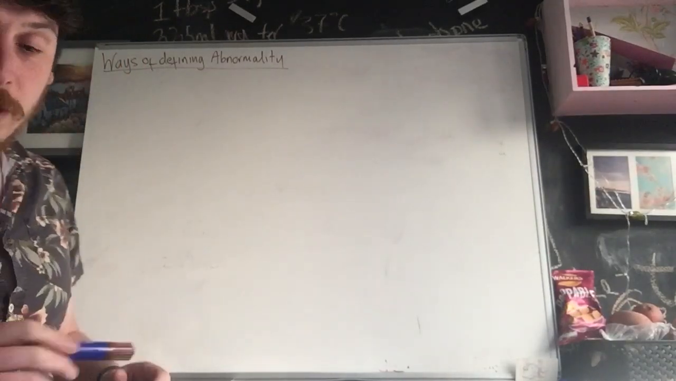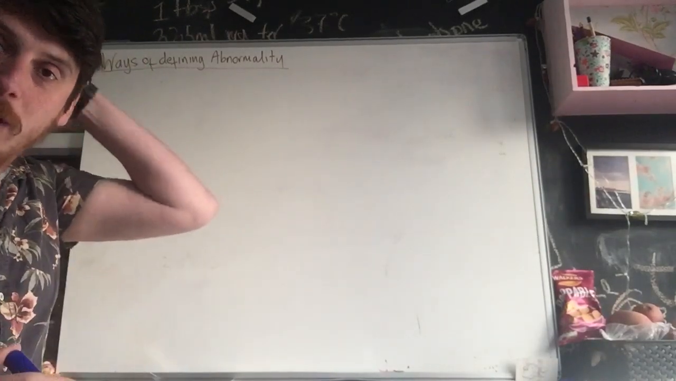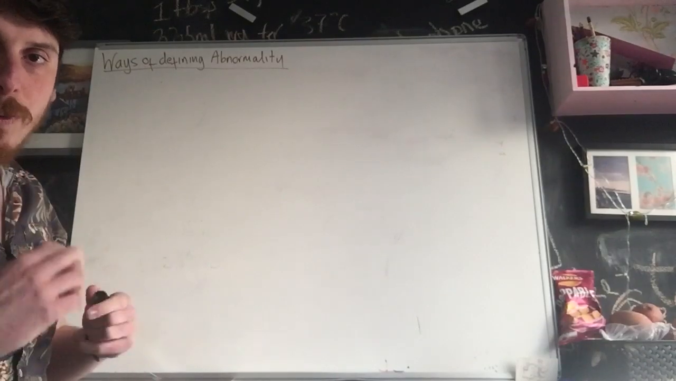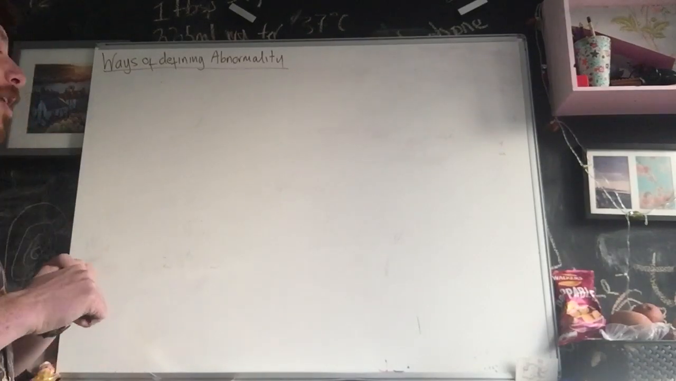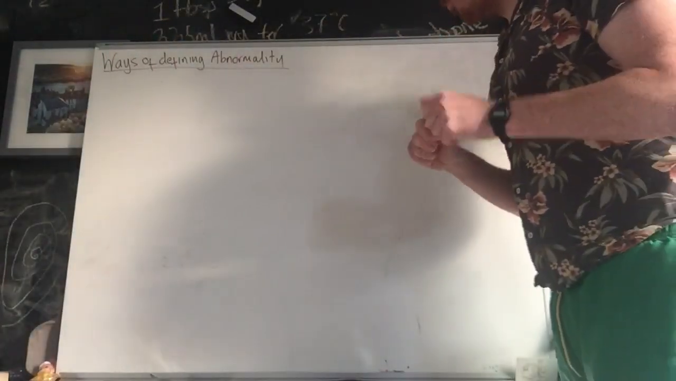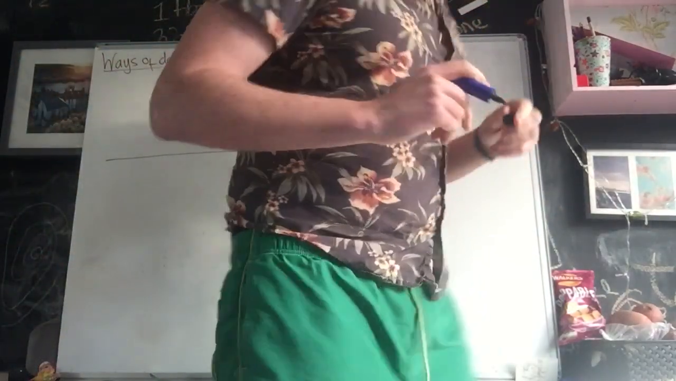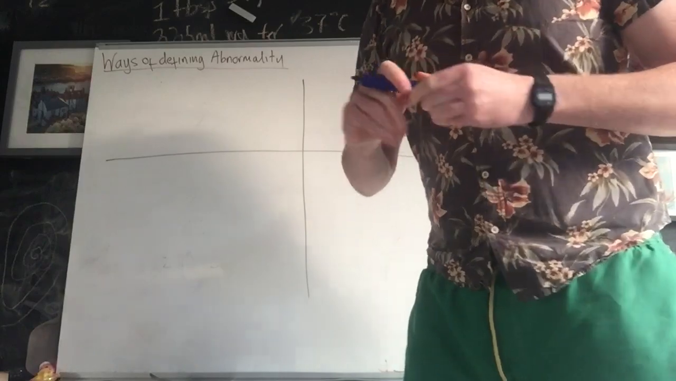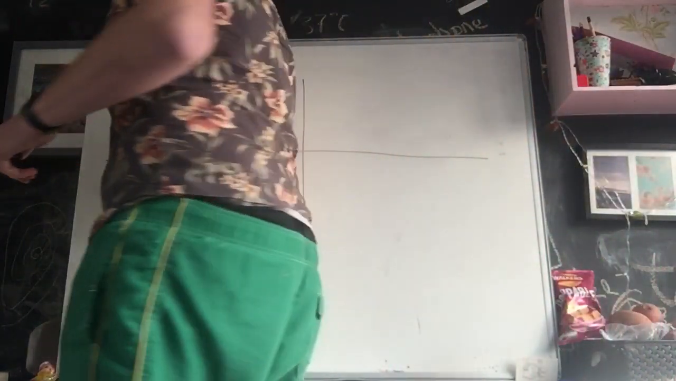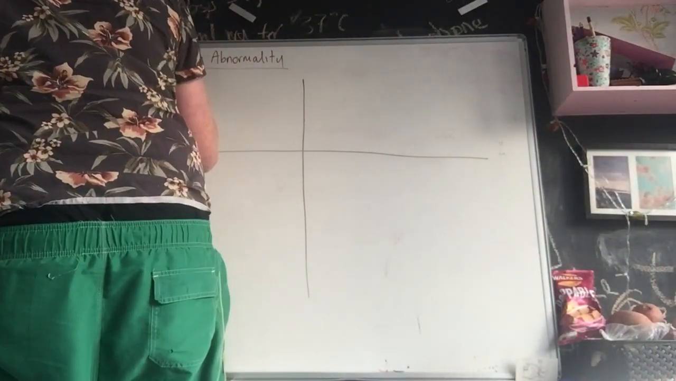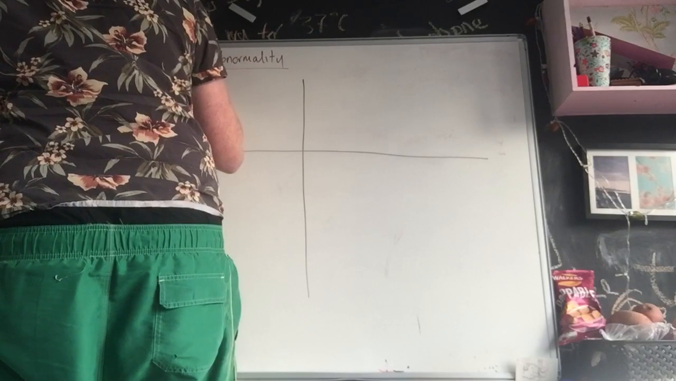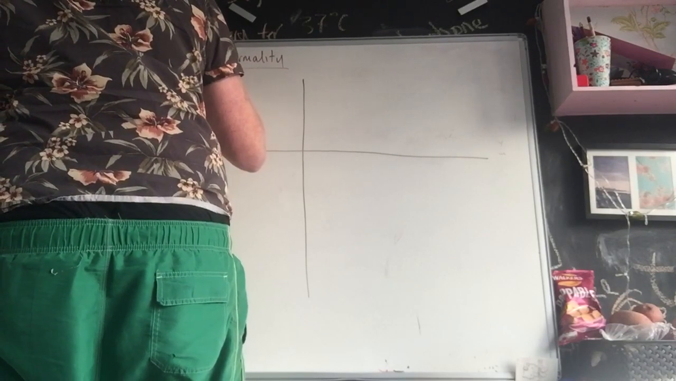So what I'm going to look at is ways of defining abnormality from the AQA psychology specification. There are 4 ways that you need to be familiar with. The first one is statistical deviation.